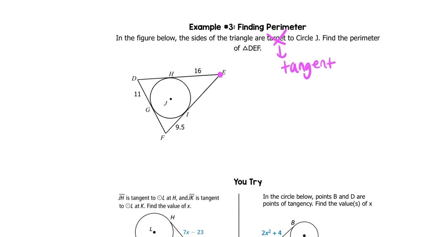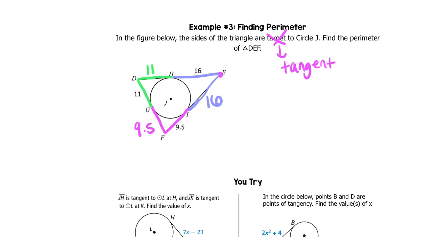So from this point E, this is tangent to the circle at H. This is tangent to the circle at I, so they would be the same length. So therefore, this is 16. Also, this segment is tangent to the circle at I. This segment is tangent to the circle at G, so those would be the same. So that's 9.5. From D, we have this tangent segment at G, this tangent segment at H. Those would be the same, so that part's also 11.